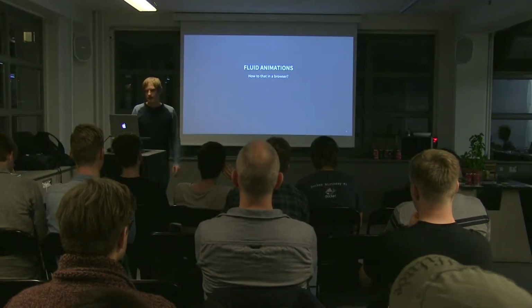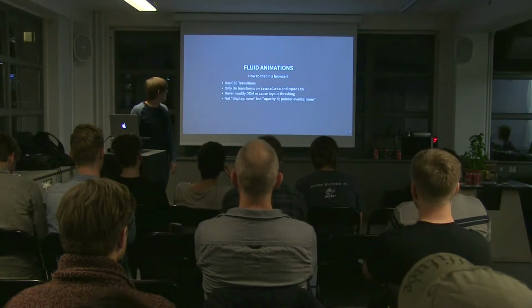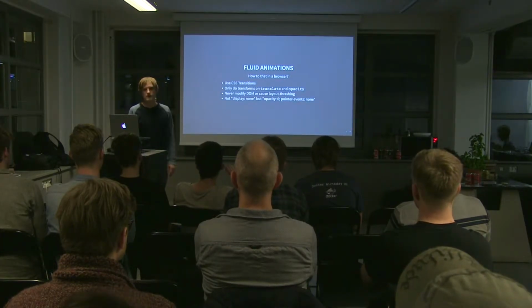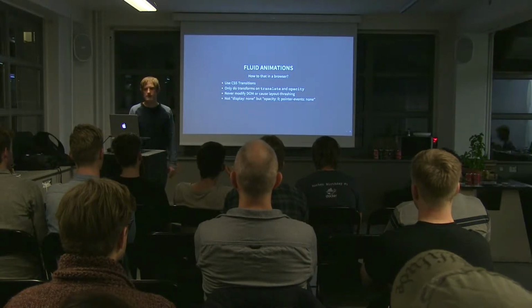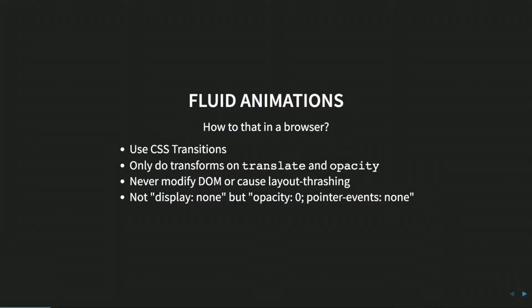So I'm going to take a step back. How do you do fluid animations in a browser? You use CSS transitions. Always. Unless you're into some really strange things, that's what you do. That's how you should animate anything in a browser. You only do transforms on the translate and opacity things. So no removing or adding elements during an animation. Instead of doing display none, which also causes layout thrashing, you set opacity to 0 and pointer events none, because then it disappears. And these things animate nicely.